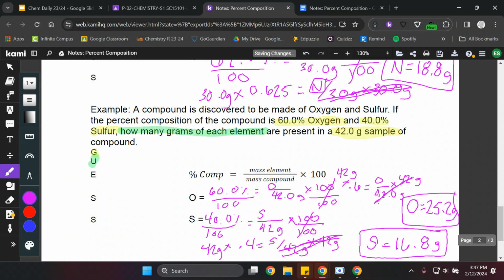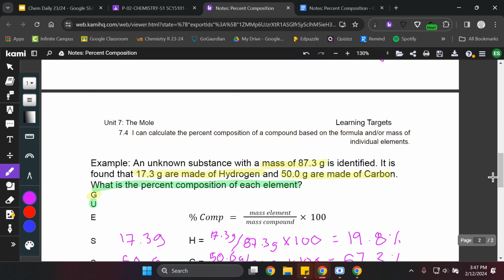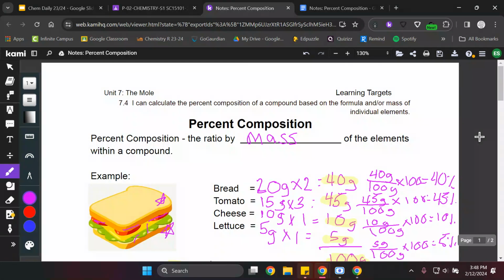And since our percentages added up to be 100%, our total masses should add up to be 42 grams. So 25.2 plus 16.8 does get us to 42. So that is percent composition. It's really all about looking at the percentage that a single element makes up of a whole compound. And as long as you can calculate a percent, part over whole times 100, you'll be just fine for all the calculations here. If you want to go ahead and get started on Moodle Unit 7 Assignment 4, that is all percent composition based.